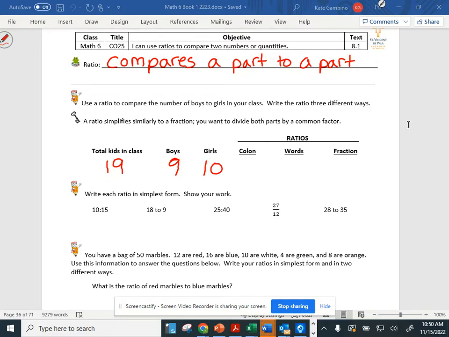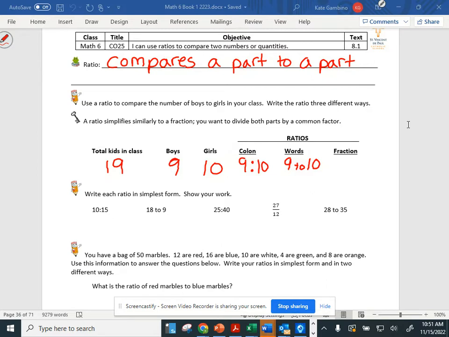Okay, listening. Let's see what those ratios will look like. There are 3 different ways we can write the ratio out of boys to girls. We could write it using our colon. So we would write 9 boys to 10 girls. So that dot means 2. 9 to 10. 9 boys to 10 girls. So if we're writing it out with words, it would be 9 to 10.